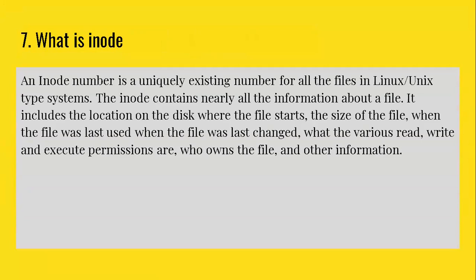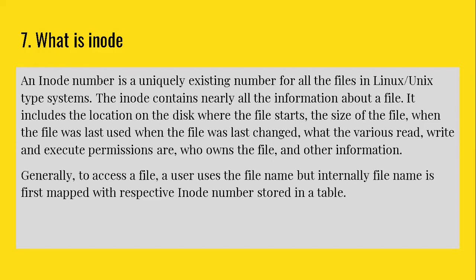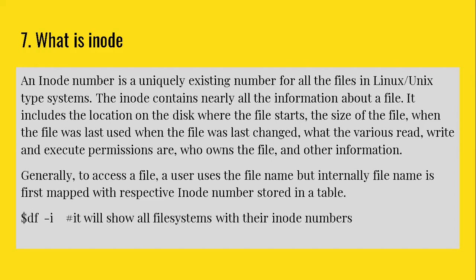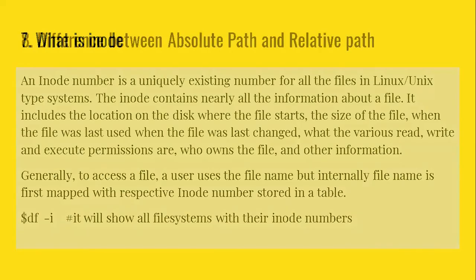It also includes the various read, write and execute permissions, and who owns the file. All this information comes under the inode. And how do you see the inode number of a file system? Just mention the df -i command, and it will show the inode usage of each file system.